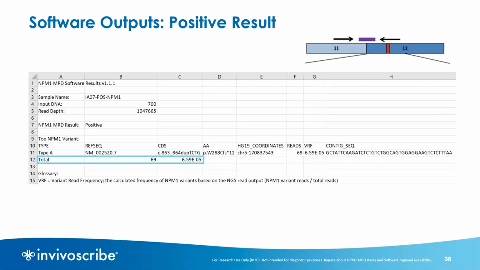And then lastly, if you do have multiple variants detected by the software, it'll report the total number of variant supporting reads for all of those, as well as your cumulative VRF. In this case, there was only a single NPM1 insertion, so you can see that this information is actually the same as in the previous row.